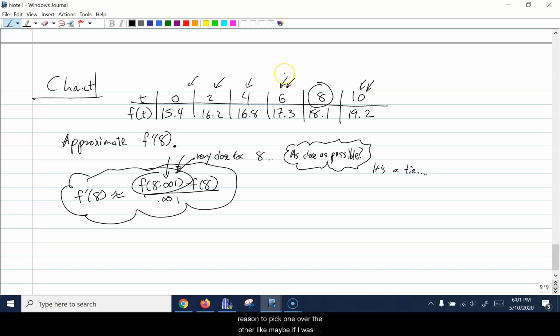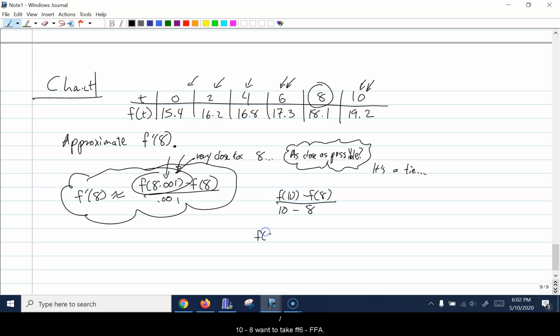Well, if there's no other reason to pick one over the other, like maybe if I wanted to know what's happening a little bit bigger than 8, so the 10 is more important or something, then if it's a tie, do both of them and split the difference. A lot of the time in the homework they'll tell you to use the right hand number, so if it tells you, do that. If it doesn't tell you, do it both ways and average those two answers, and that's your best estimate. So I want to take f of 10 minus f of 8, divided by 10 minus 8.